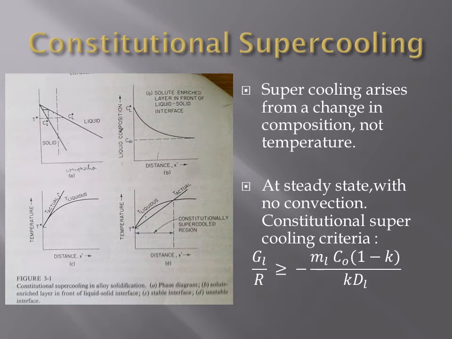Constitutional supercooling, as the name suggests, arises due to change in composition. Graphical representation of supercooling criteria is given alongside, where if actual temperature is greater than liquidus temperature, then a small perturbation which arises melts away and plane front solidification occurs. At steady state with no convection, constitutional supercooling criteria is given by the following: GL upon R greater than or equal to minus mL C0 (1 minus K) upon K DL.